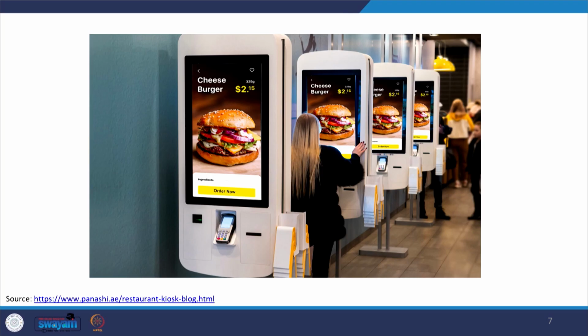As I was telling you, kiosks can be of different types. What you see on screen is a kiosk which is used for taking orders. They are not product kiosks or merchandise kiosks which are selling products or being used as a means to sell products. They are only used for taking orders and are very good for managing crowds.